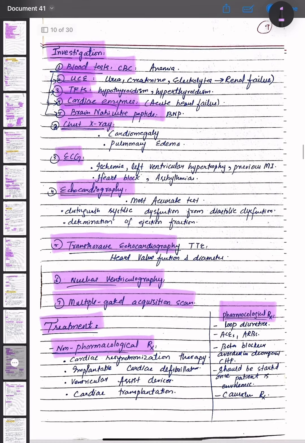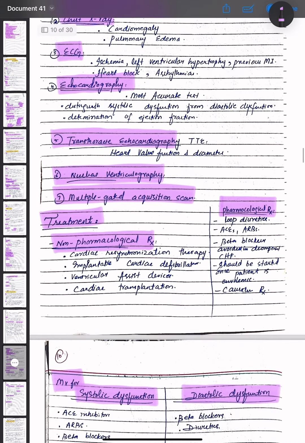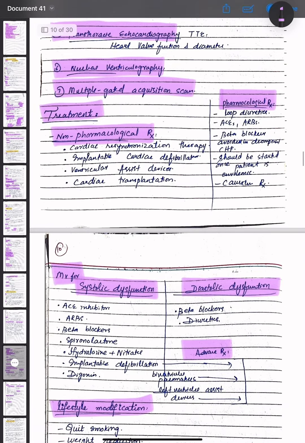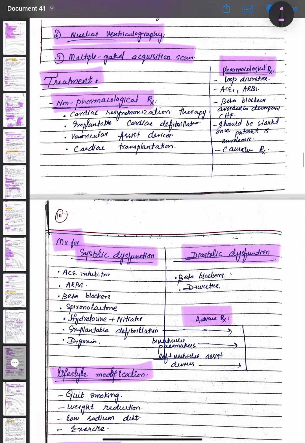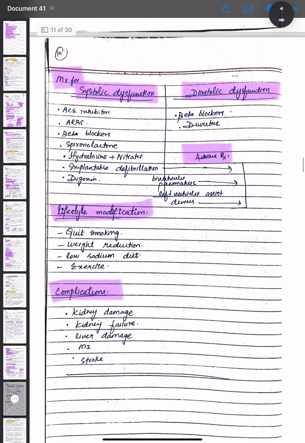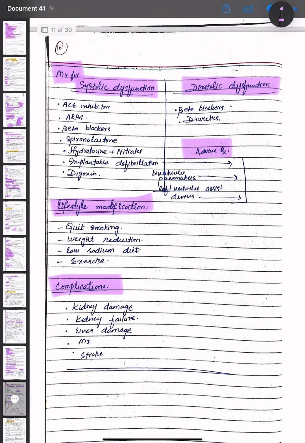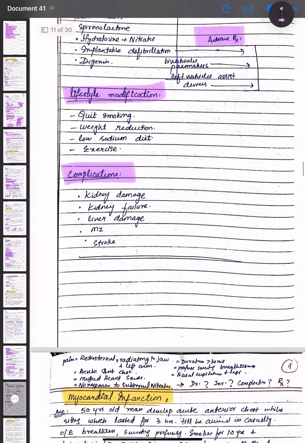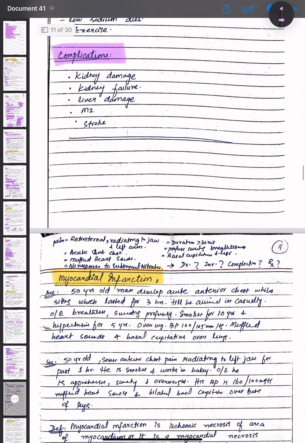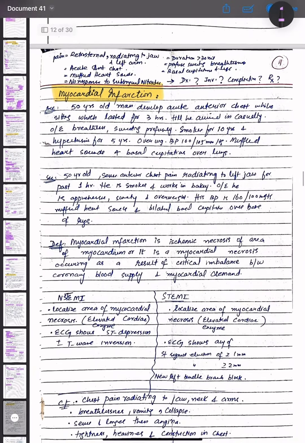These are blood tests, urea, creatinine, electrolytes, and TFTs. Then the cardiac enzymes, brain natriuretic peptide, chest X-ray, ECG, echocardiography. Then transthoracic echocardiography, nuclear ventriculography, and the multiple gated acquisition scan. The treatment options are non-pharmacological treatment and pharmacological treatment. The management options are for systolic dysfunction and for diastolic dysfunction, and the advanced treatment, then lifestyle modification, and then the complications. Now coming towards myocardial infarction, that is MI.